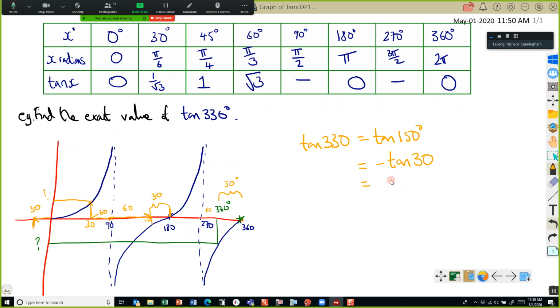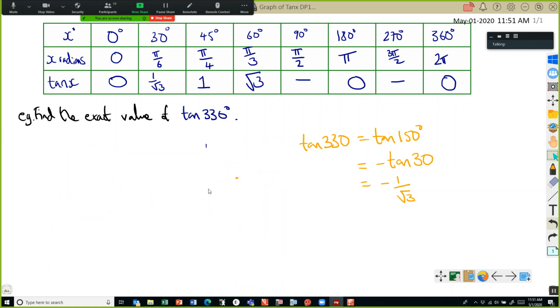So, what is tan of 30? Yep, root 3 over 3, or negative 1 over root 3. And just to double check this, 1 over root 3. Yeah, we're looking good. Okay. Now, that's one possible way. Let me scratch this and redo it, maybe a bit neater, and maybe have a look at another way. Okay, let's try and make this neat.